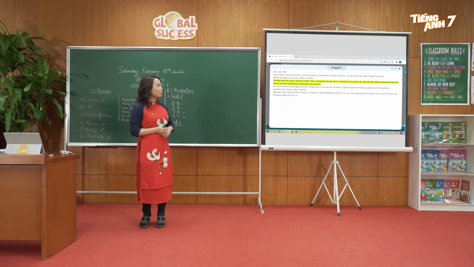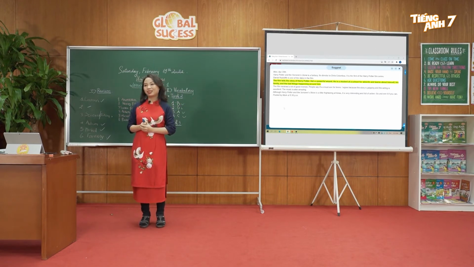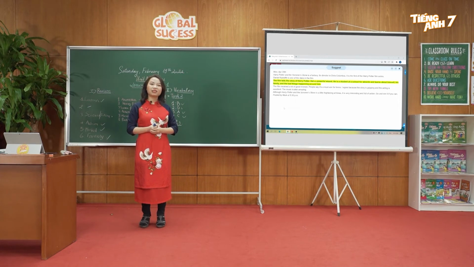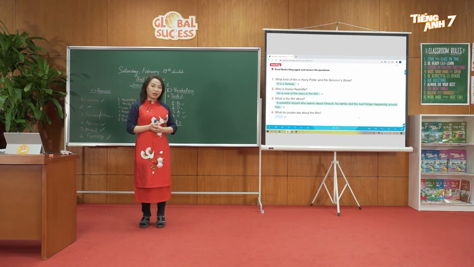Bảo Linh, can you read again the highlighted words in the text? The film tells the story of Harry Potter. He is a powerful wizard. He is a student at a school for wizards and learns about himself, his family, and the bad things happening around him. Can you repeat the word wizard? Wizard. Okay, the sound again, wizard. Good job. Now we come to the next question. Question number 4, it is the last question.